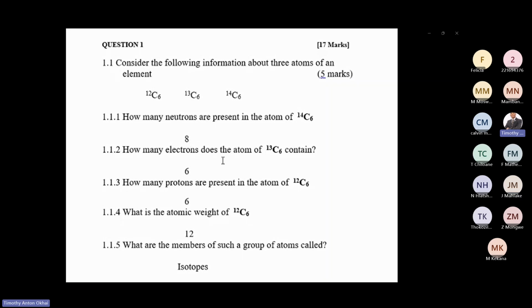Now to the next question, 1.1.2. How many electrons does the atom of this carbon here contain? And this is carbon 13.